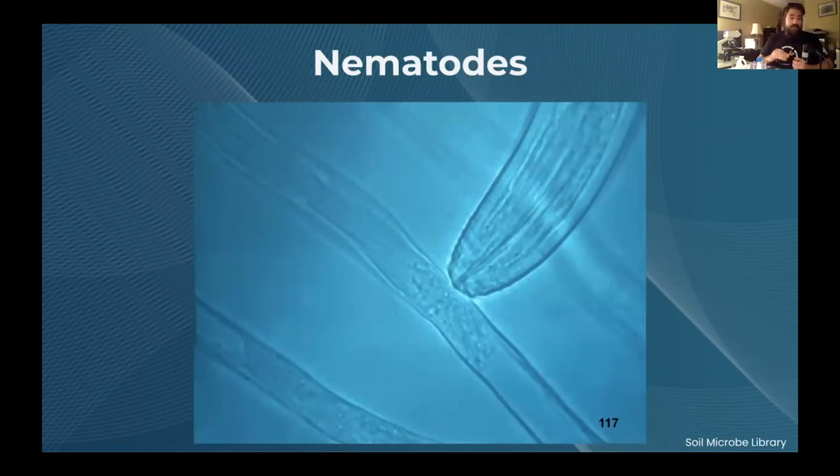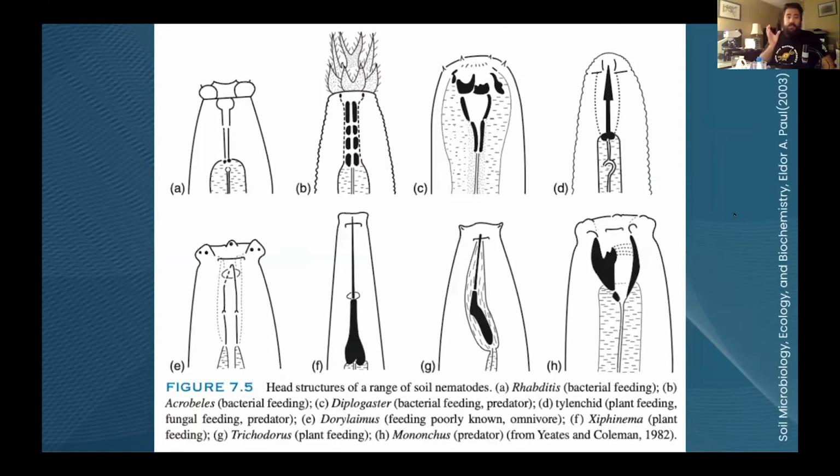From basically feeding on plants, which most people are familiar with nematodes as agricultural pests, but nematodes also play a huge role in different functions. Based upon their morphology, some of them are actual root feeders, but some are fungal feeders. Some of them are bacterial feeders.